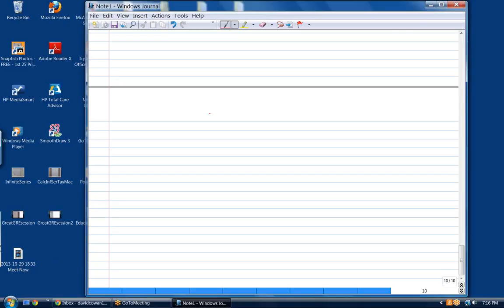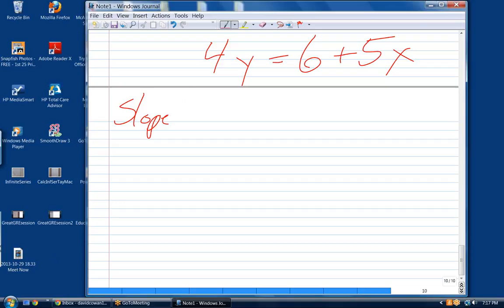There's 5 problems. Okay, so let's see, number 2. Go ahead and read it out loud, and I'll try to write as best as I can. Okay. Write down 4y equals 6 plus 5x, and we have to find the slope, give its x-intercept and give its y-intercept. What's the best format to put this in to solve for slope?